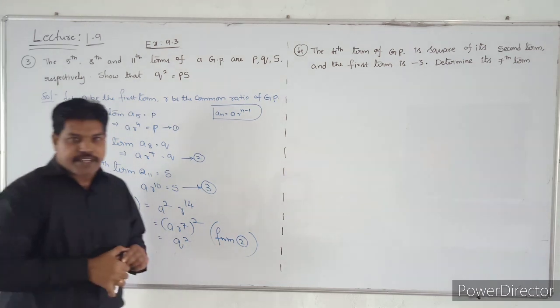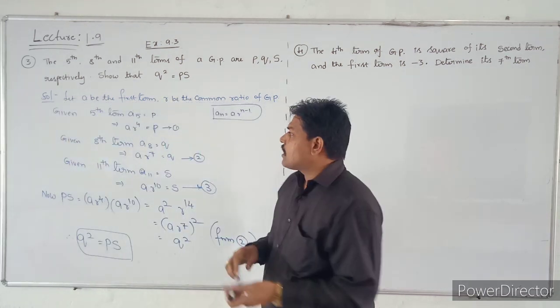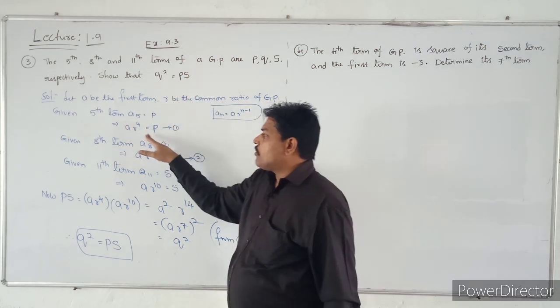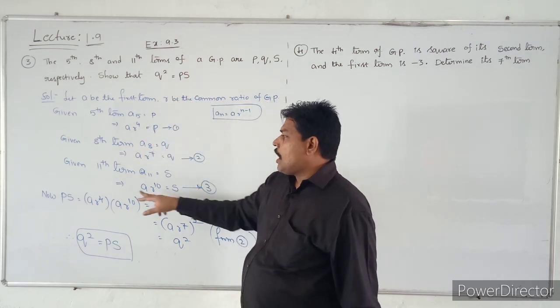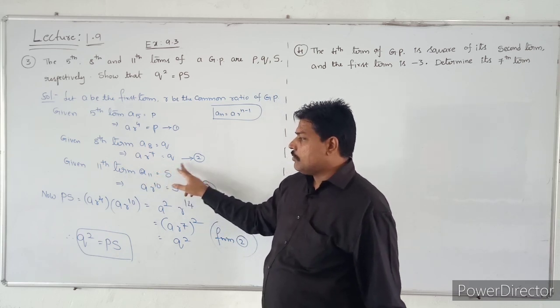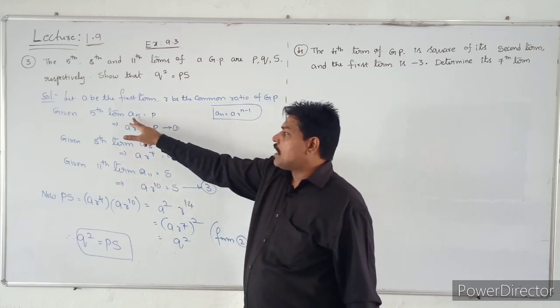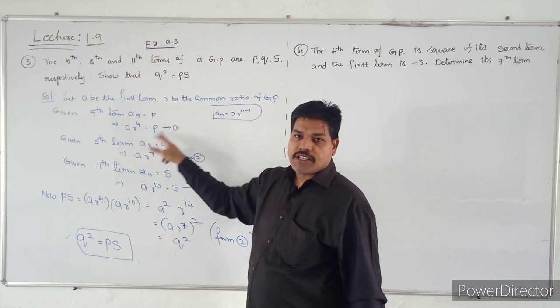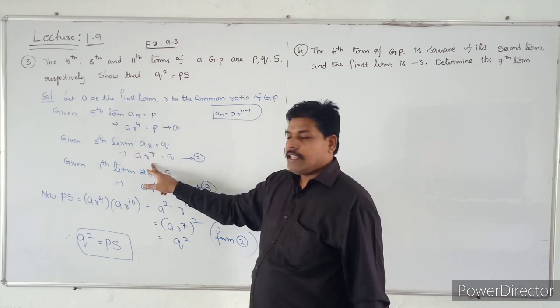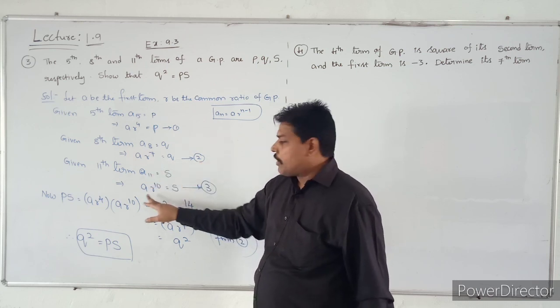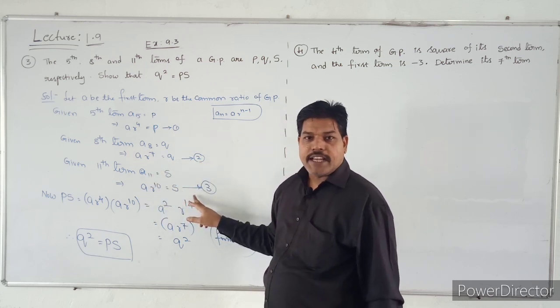See the question once again, students. They have given three terms: the fifth term is P, the eighth term is Q, and the 11th term is S. Write down the fifth term: A into R power 4 is P. Next the eighth term: A into R power 7 is equal to Q. Write down the 11th term: A into R power 10 is equal to S.